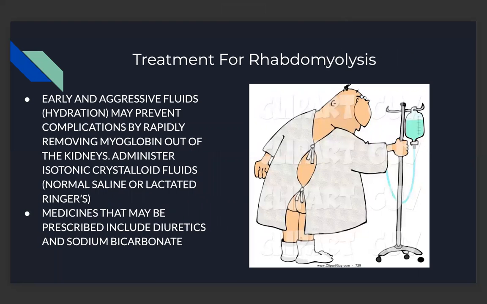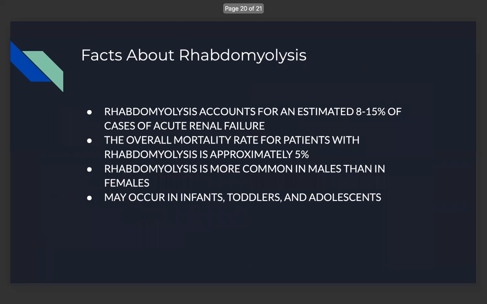Treatment for rhabdomyolysis is early aggressive fluids. Hydration may prevent complications by rapidly removing myoglobin out of the kidneys. Administration of isotonic crystalloid fluids, normal saline and lactated Ringer's. Medicines that may be prescribed include diuretics and sodium bicarbonate.